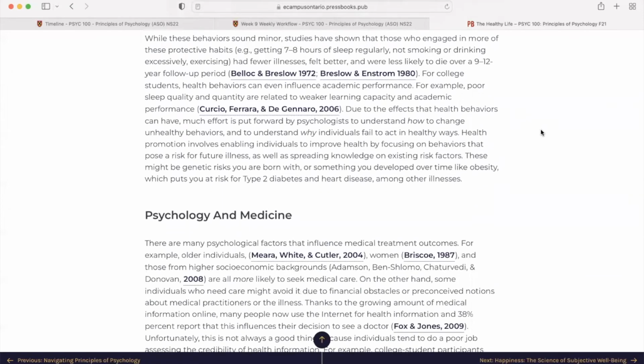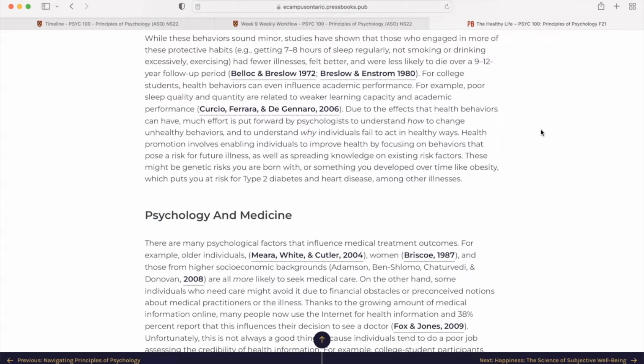While these behaviors sound minor, studies have shown that those who engage in more of these protective habits had fewer illnesses, felt better, and were less likely to die over a 9 to 12-year follow-up period. For college students, health behaviors can even influence academic performance. For example, poor sleep quality and quantity are related to weaker learning capacity and academic performance. Due to the effects that health behaviors can have, much effort is put forward by psychologists to understand how to change unhealthy behaviors and to understand why individuals fail to act in healthy ways.